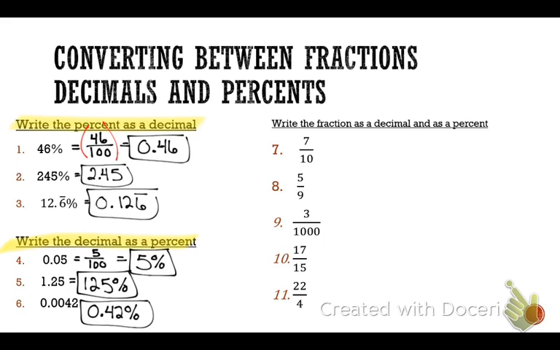In the second column, I need to write the fraction as a decimal and as a percent, and we are not using our calculators, okay? If you're using a calculator, that makes it really easy. So what we're going to do here is focus on our denominators. If our denominator represents a place value, it's easy.